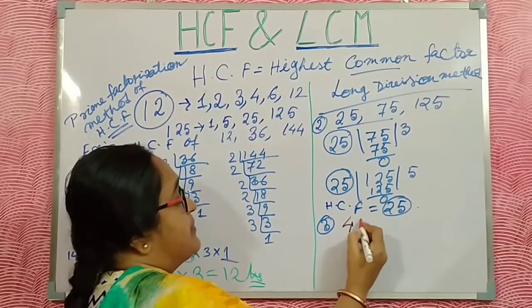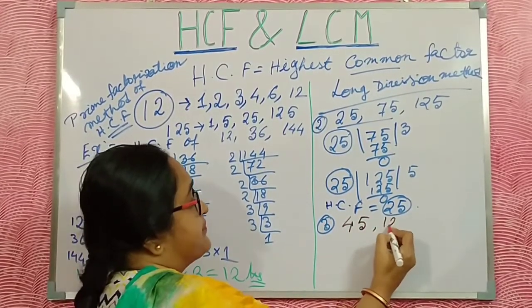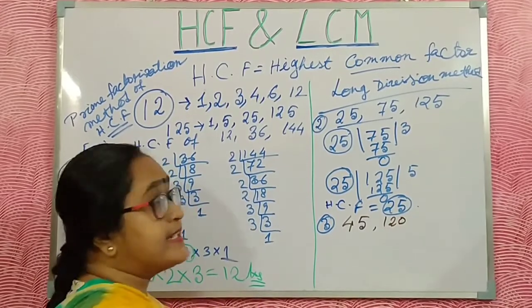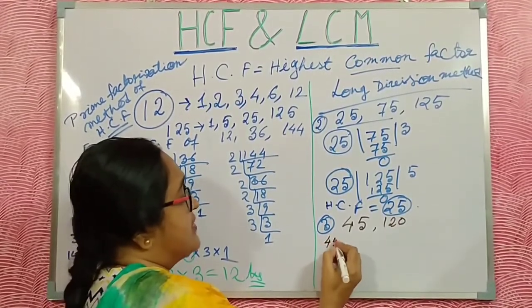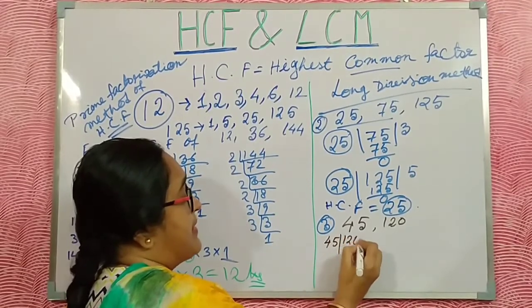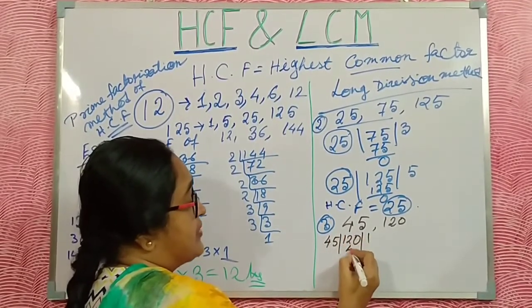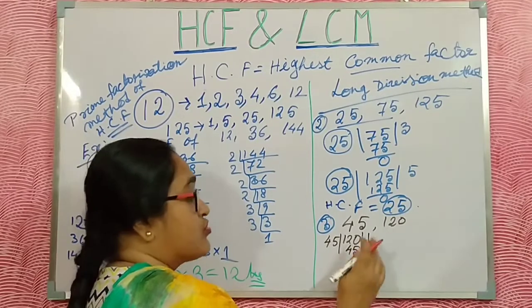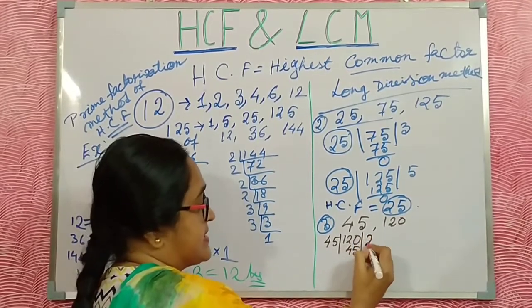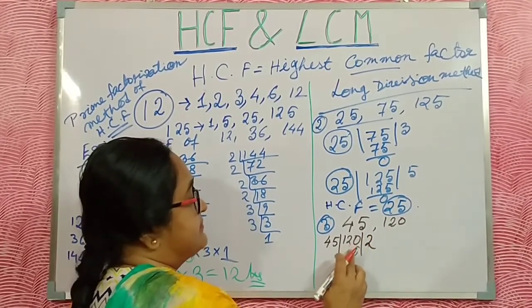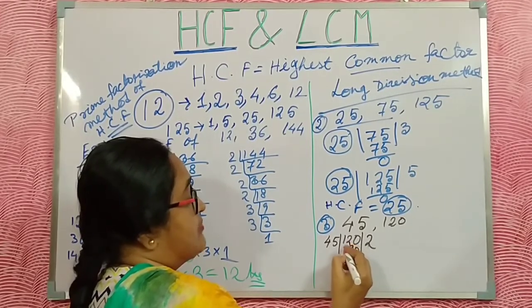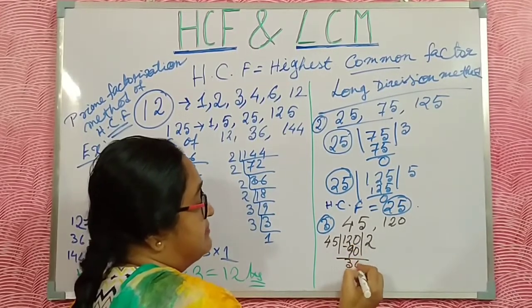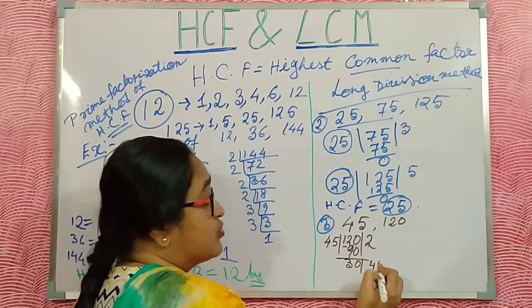Okay, another example: 45 and 120. Find the HCF by the long division method. First you do the division. 45 ones are 45 and 45 twos are 90. Then 30 becomes the remainder. Then again you do the division.